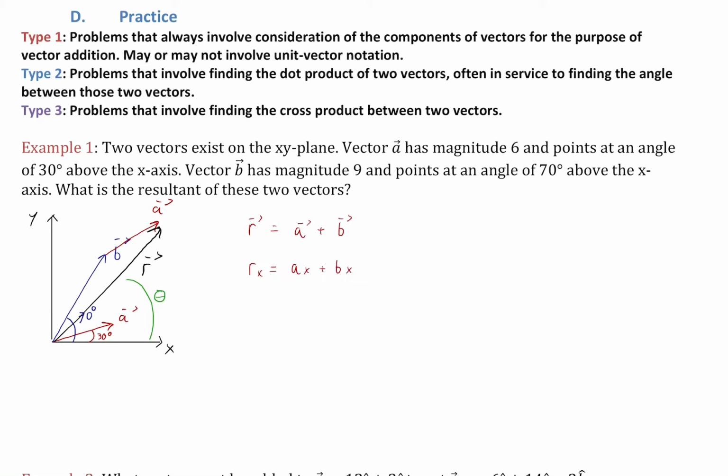That tells me that the x component of r is just equal to the x component of a plus the x component of b. Likewise, the y component of r is just equal to the y component of a plus the y component of b. Notice that these are not vector equations. These ones are scalar equations, okay? Because I've broken them into components.